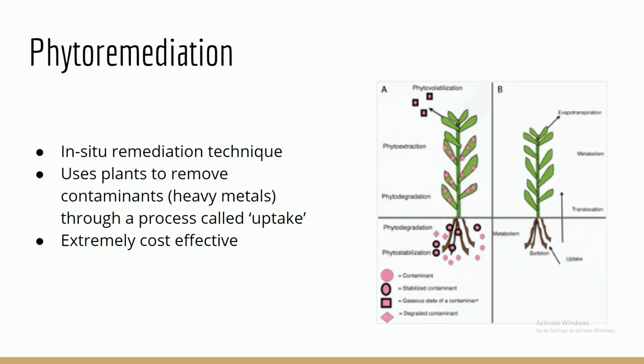The process in which the heavy metals are extracted from the soil is called uptake, whereby the heavy metals leached into the soil and groundwater enter through the roots of the plants in one of two ways, through the apoplastic pathway or the symplastic pathway. This method is one of the most cost-effective remediation techniques that exist. However, the main drawback is that it is a relatively slow process of remediation.